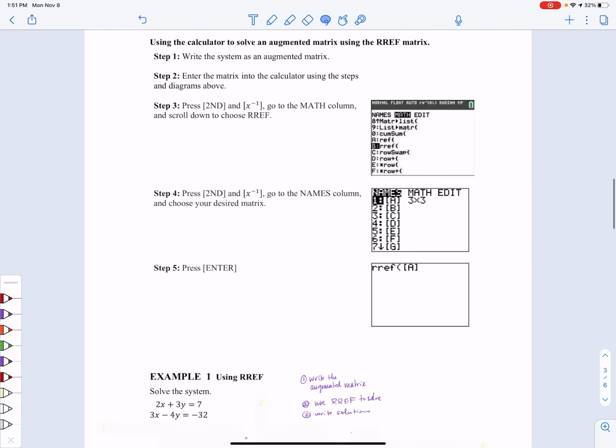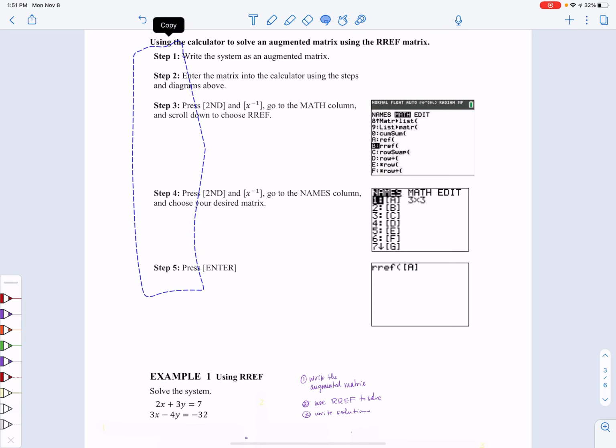So once again, I'm going to let you pause the video. What you want to do is use example 1. So that's down here at the bottom of the page. Use example 1 and work through steps 1 through 5 that you see right here to be able to solve the system of equations by using RREF in your calculator.